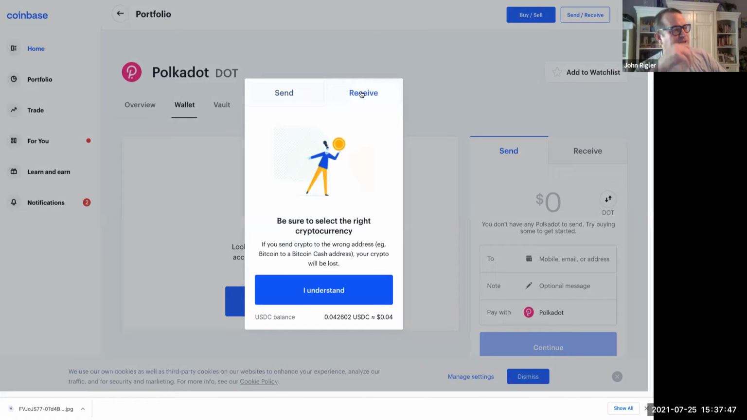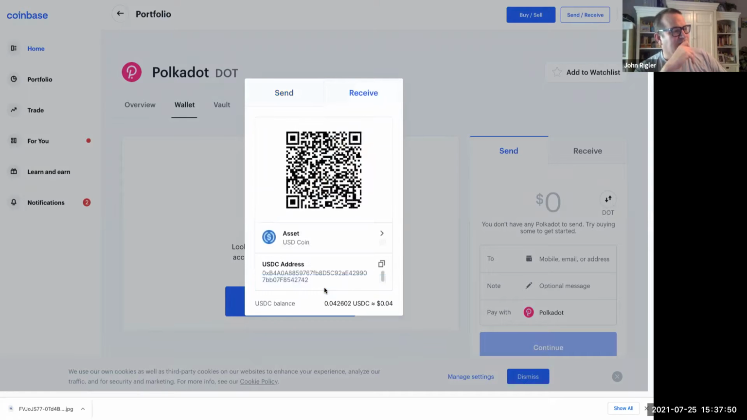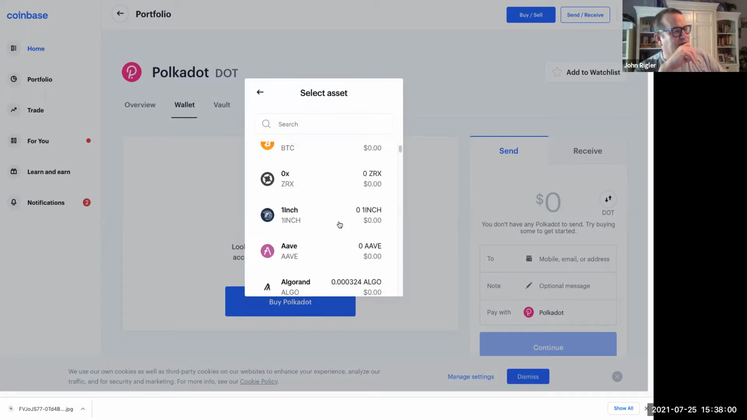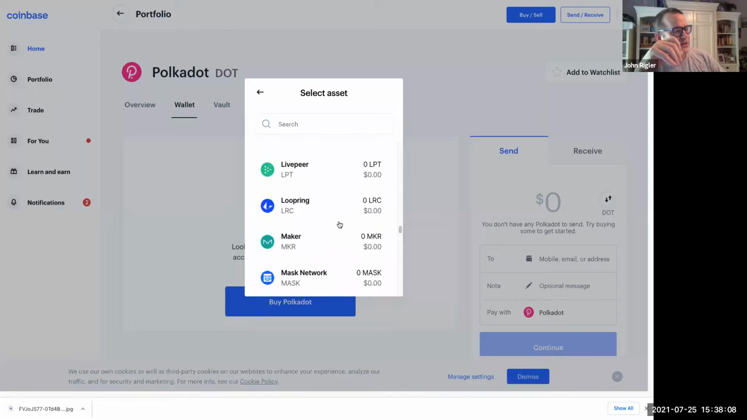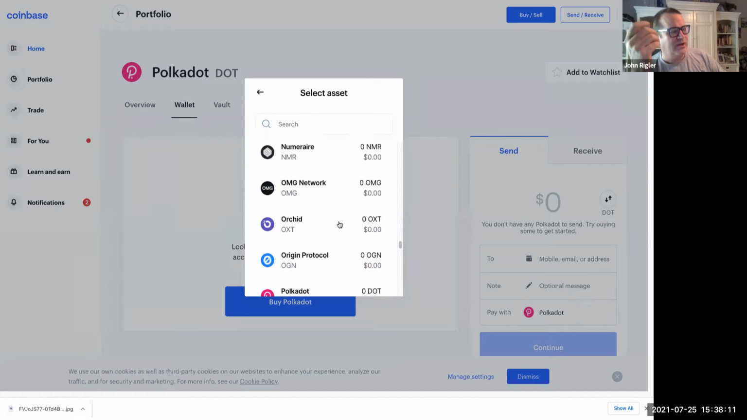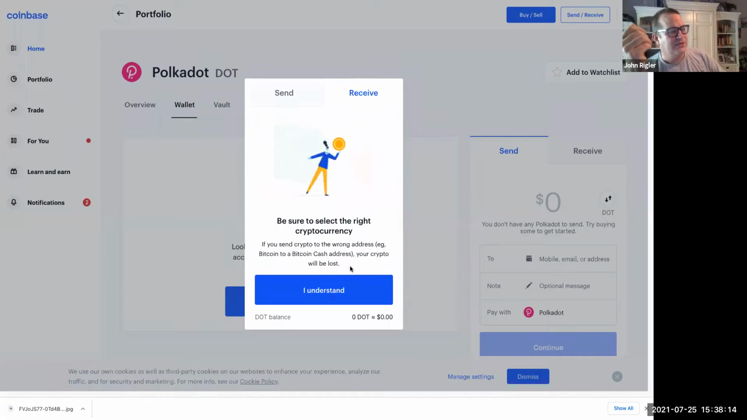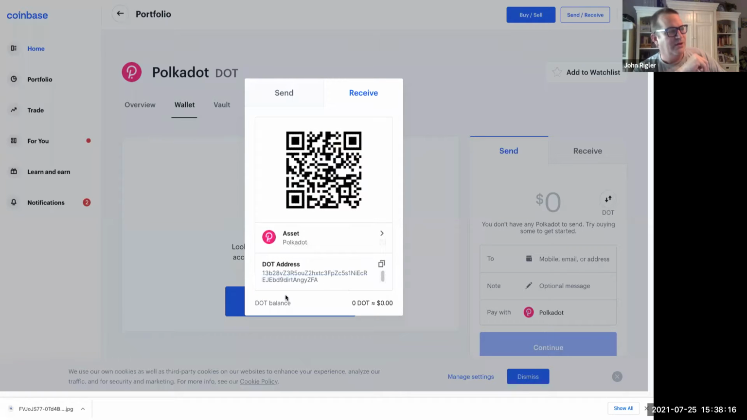See, if you click on receive, okay, this is a little bit different. This is USDC coin, but you can just pick whichever one you want. Let's see, I was on Polkadot. This is the easiest way to get started, right? It's just to do it through here. Okay, so now it says DOT address. So this is my Polkadot address for Coinbase.